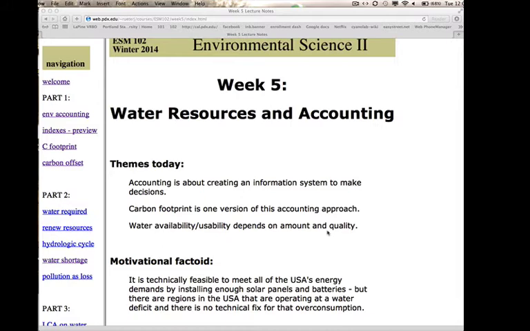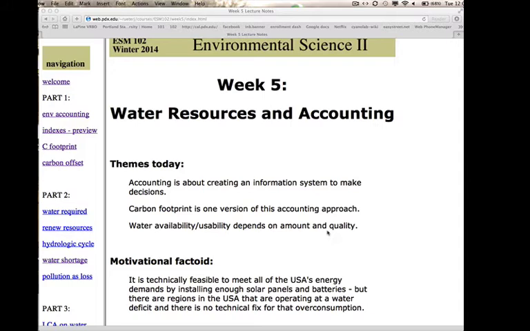Now, just a fact to motivate us to learn about water, which is that we could meet all of our country's energy demands with solar panels and wind, and that would be very useful, but there's really no technical fix similar to that for water. We have an overconsumption of water in some areas of the country, and that causes a much different sort of environmental problem and environmental dilemma for us.